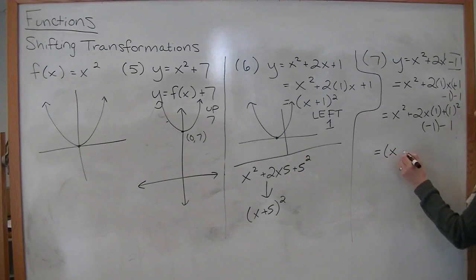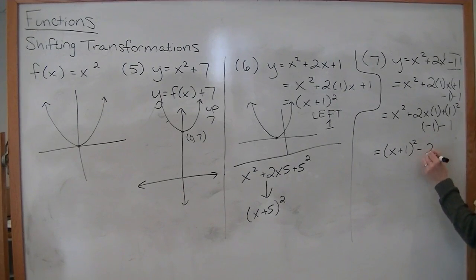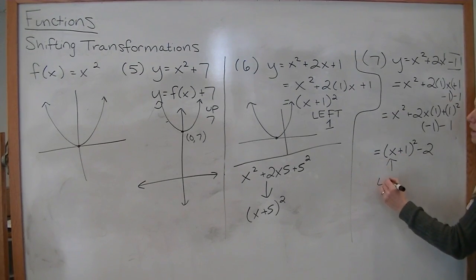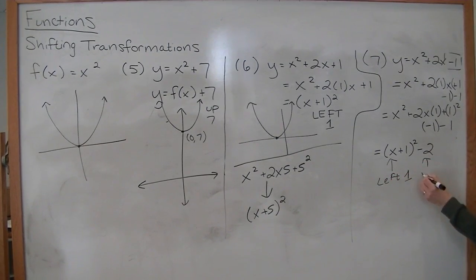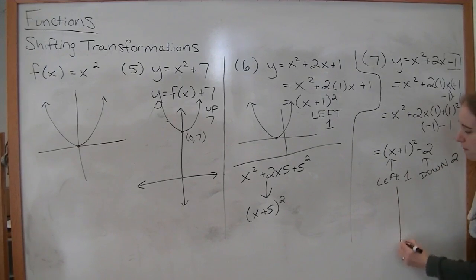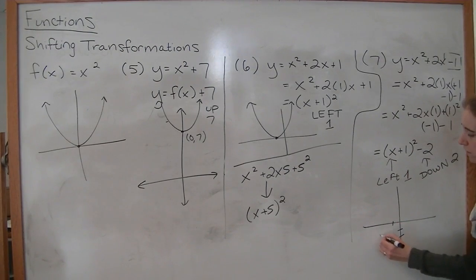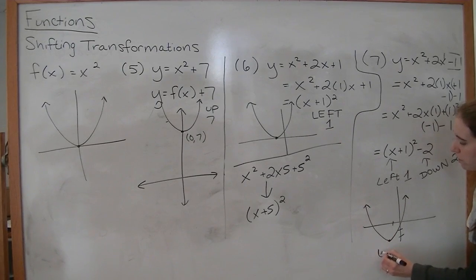So this should come out to x plus 1 squared, just like it did over here, except now I have these minus 1, so I get a minus 2. So in this case, we're shifting the input to the left by 1, and then we're shifting down by 2 from the output. So we would go left 1 and down 2. So there would be our minimum value. So -1, -1.